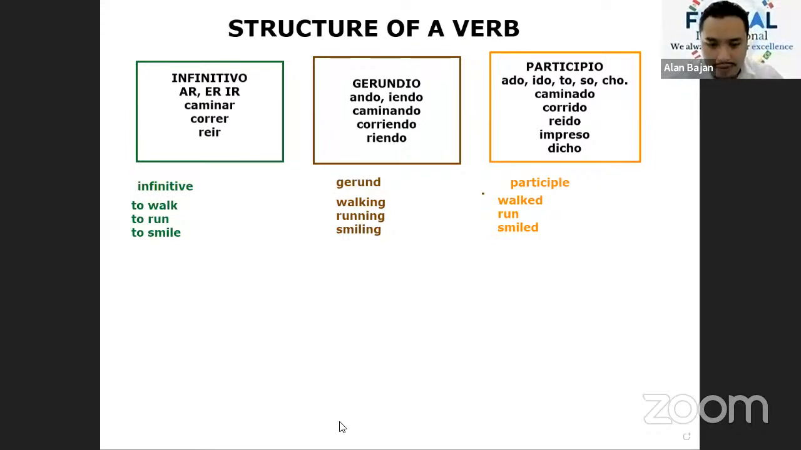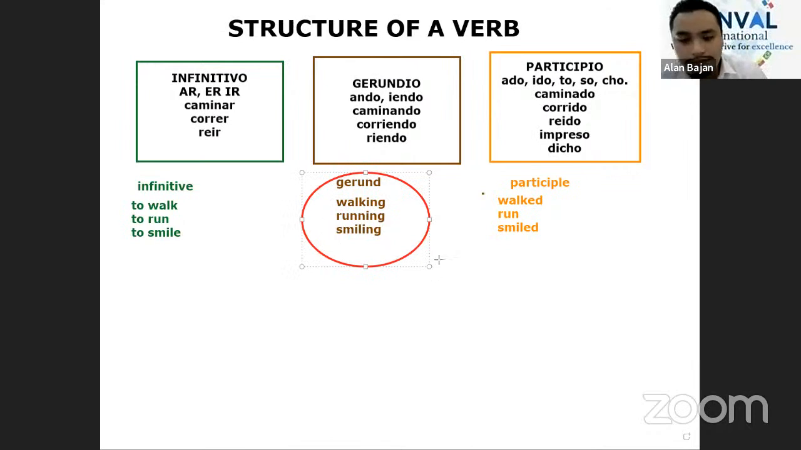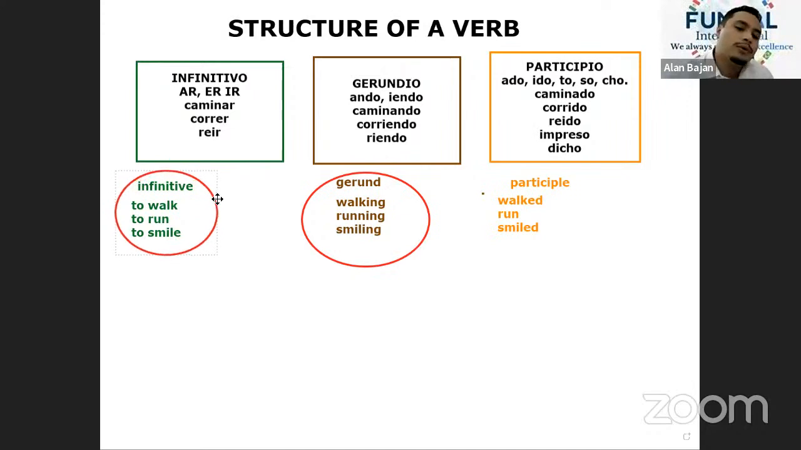So today we will focus on gerund. When to use gerund in English and when to use infinitive in English. Sometimes we can use both and it doesn't matter. But sometimes when you use infinitive, you change the meaning of the verb.